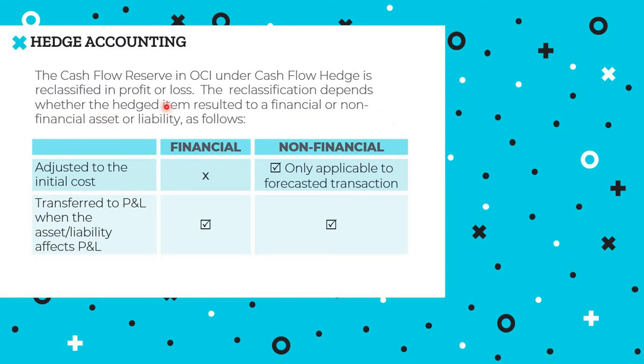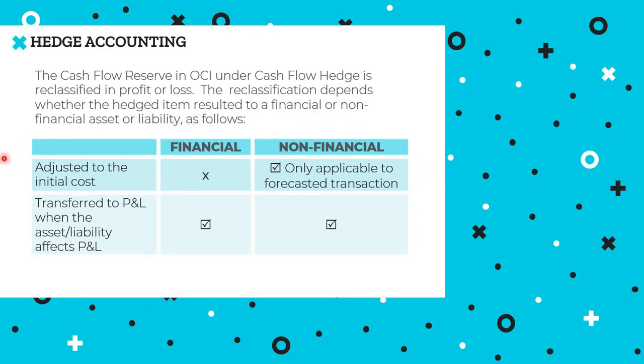Kung yung hedge item daw nag-result sa financial asset or liability, meron ka lang isang option. Ang option mo lang, ilalabas mo lang yung OCI sa P&L kung etong financial asset or liability already affected the P&L. Pero kapag ang iyong asset or liability is non-financial in nature, ito yung nag-result sa hedge item, may dalawa kang option. Una is pwede mo daw i-adjust yung initial cost. So dito mo ilalabas yung OCI, pang-adjust sa initial cost ng non-financial asset or liability. Pero this is only applicable to a forecasted transaction.